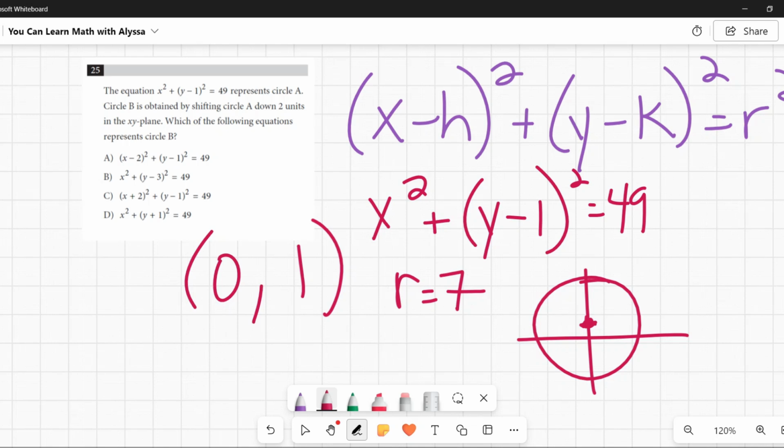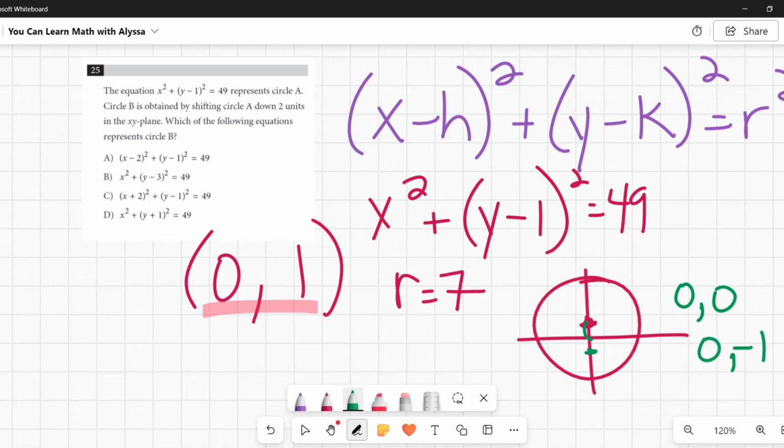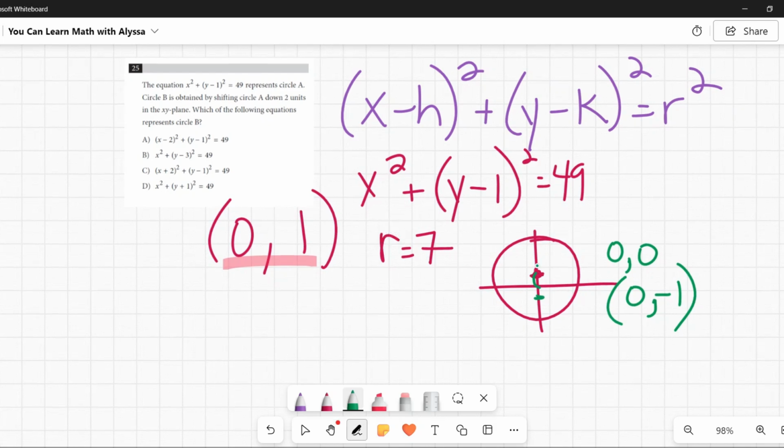Now it's saying that this new circle, circle B, is obtained by shifting this circle down 2 units. All right, so if I'm at (0, 1) and I want to go down 2, what is that going to be? If I go down 1, it's going to be at (0, 0). I go down 1 more, I am at (0, -1). Okay, so that's all it is. The new center of the circle is (0, -1). The radius has not changed. So what would be the equation of a circle with a center at (0, -1) and this same radius of 7?